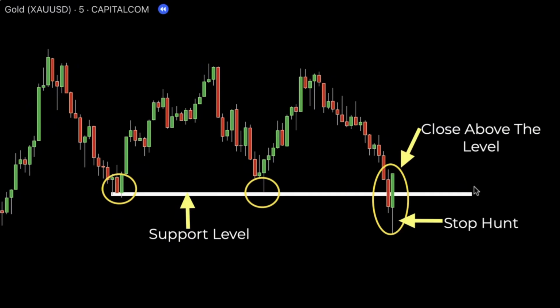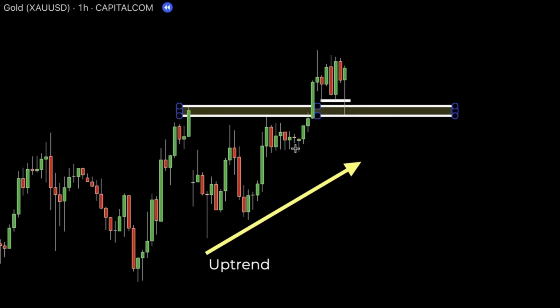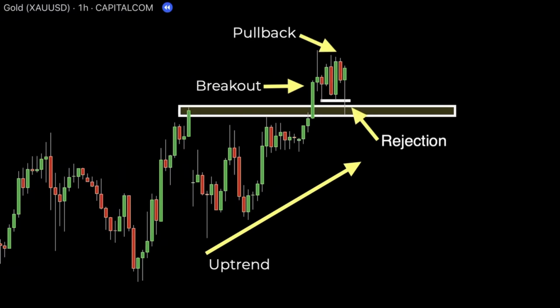Let's check if the trade setup on the lower time frame aligns with the higher time frame by looking at the hourly chart. As you can see on the hourly chart, the market is trending upwards. Here, the market broke a resistance level, which then became support. The price pulled back to retest this level and got rejected, indicating that the market is likely to make another move upwards. This confirms that the higher time frame aligns with our trade setup signal on the lower time frame.